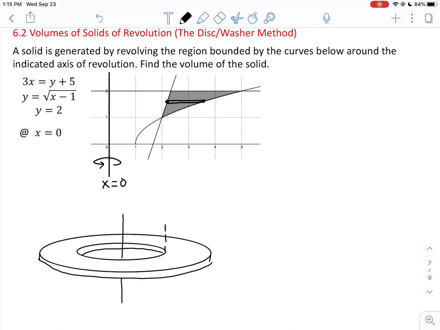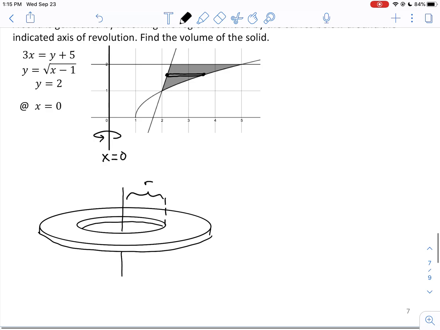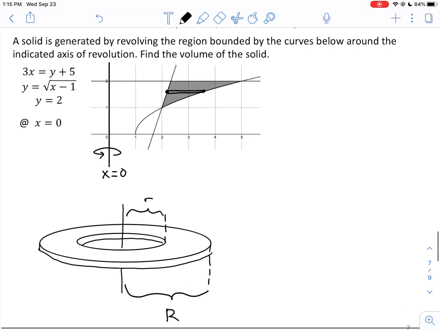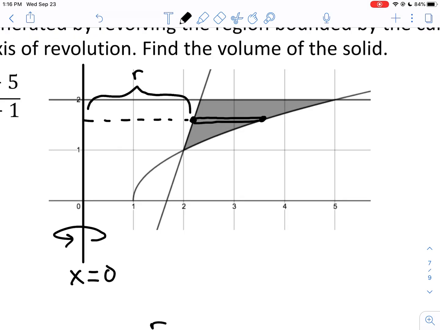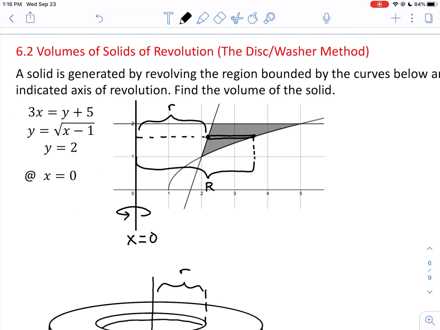Okay, we need to know a little r, which is going to be a horizontal length this time, and we need to know a big R, which will also be a horizontal length. So in the image up here, here's little r, and then here's capital R. Little r is always how far the closer end of the strip is to the axis of revolution, and big R is always how far the further end of the strip is from the axis of revolution.